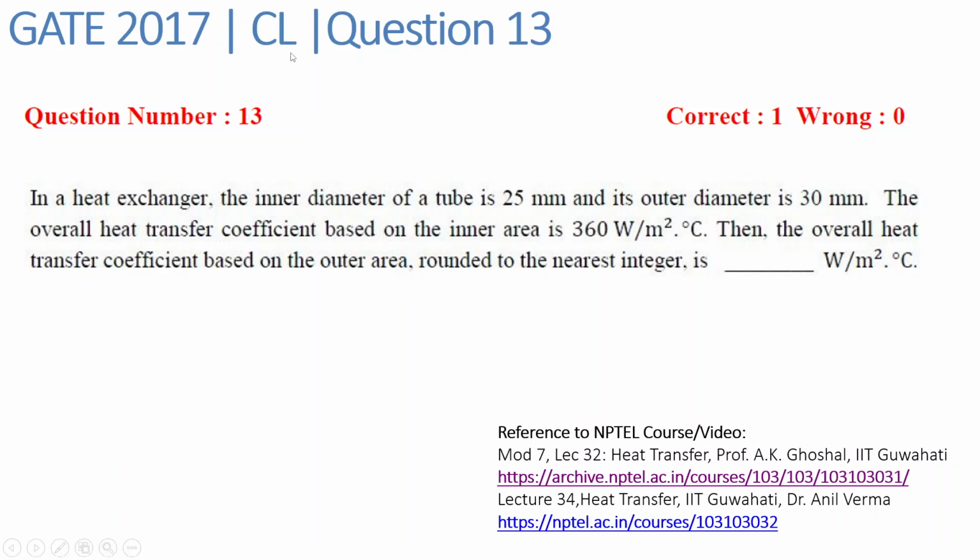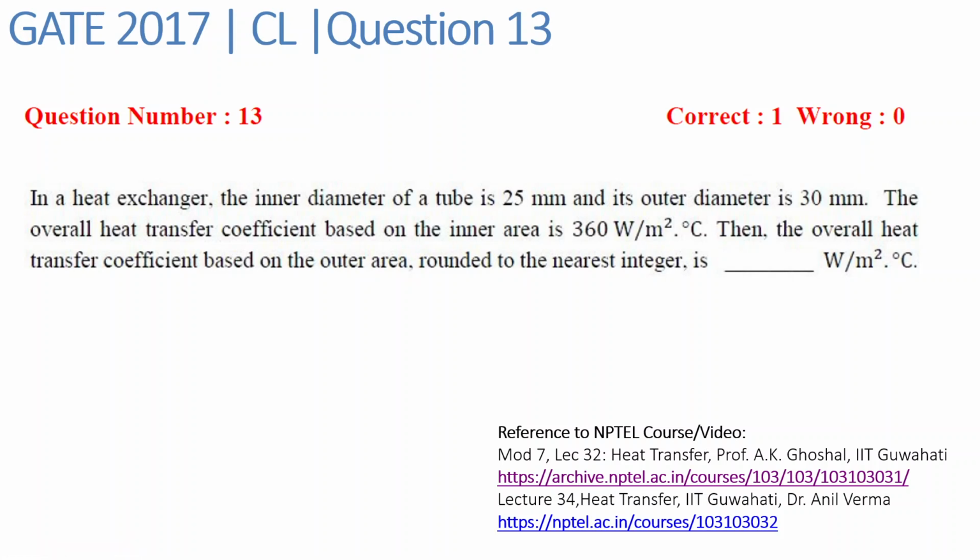Okay. So the first question that we are looking at is from the GATE 2017 paper. I will just quickly read the question and then we can look at the video solution. The question is, in a heat exchanger, the inner diameter of the tube is 25 mm and its outer diameter is 30 mm. The overall heat transfer coefficient based on the inner area is 360 watt per meter square degree Celsius. Then the overall heat transfer coefficient based on the outer area, rounded to the nearest integer, is dash watt per meter square degree Celsius.